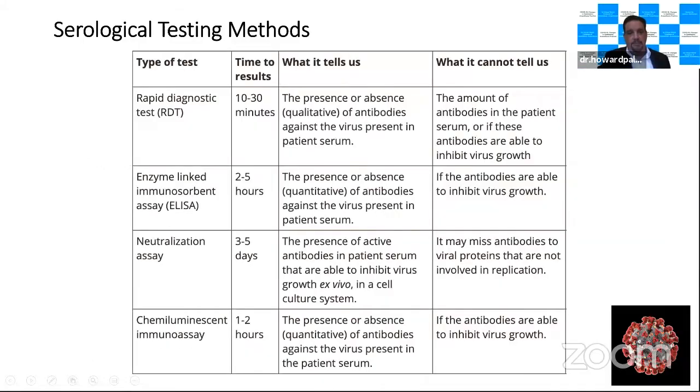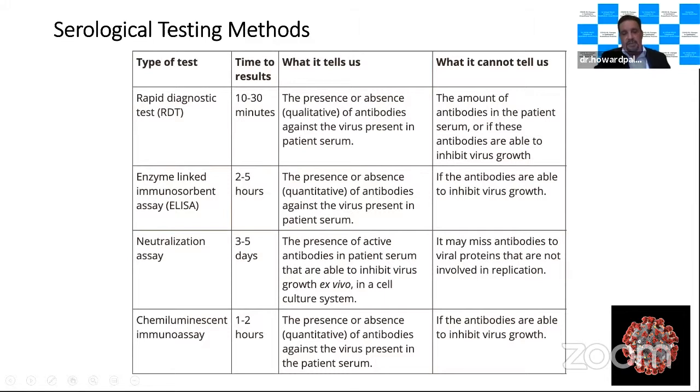Next slide. So the serological tests are of four main types. They vary from those that are done on a quite rapid basis, between 10 and 30 minutes or an hour, like the rapid diagnostic test or the chemiluminescent immunoassay. They're basically looking for the presence or absence, on a quantitative or qualitative basis, of antibodies against the virus. But the downfall of these tests is they do not tell us the amount of antibodies the patient has in the serum, or more importantly, whether these antibodies are able to inhibit virus growth.